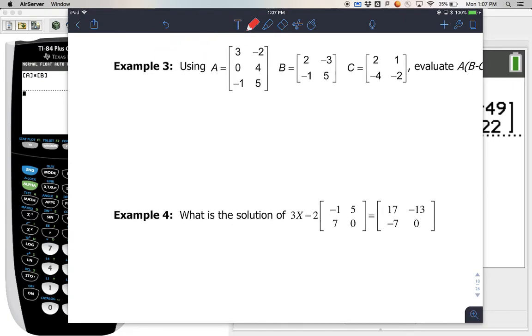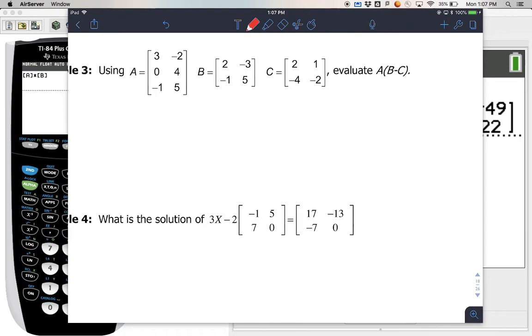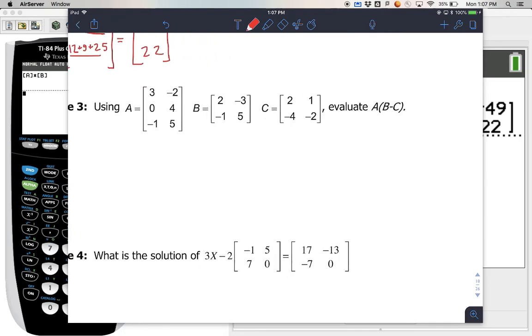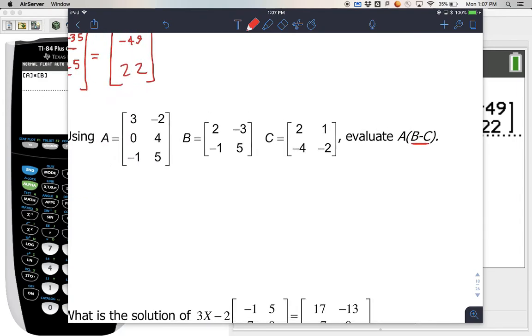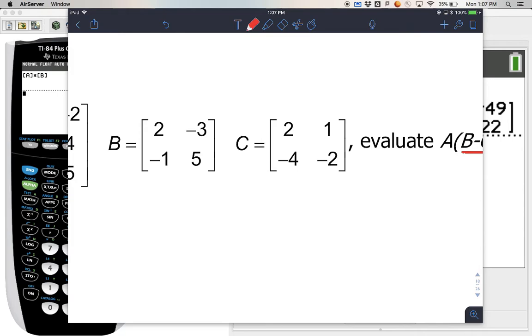Okay, next few here, we're going to evaluate matrix A times the result of B minus C. Now remember, to add or subtract matrices, they have to have the same exact dimension. So luckily B and C have the same exact dimension. So we're going to subtract those from each other. I'm just going to put a minus sign there. And then 2 minus 2 will be 0 for that top left element. -3 minus 1 is going to be -4. We're going to go -1 minus -4 actually, which will change that to a +4.